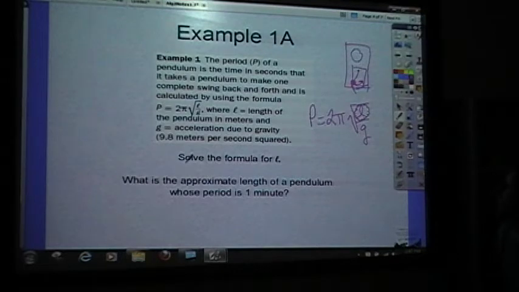Okay, you first here, and I made this kind of sloppy, P equals 2 pi times the square root of L over G.